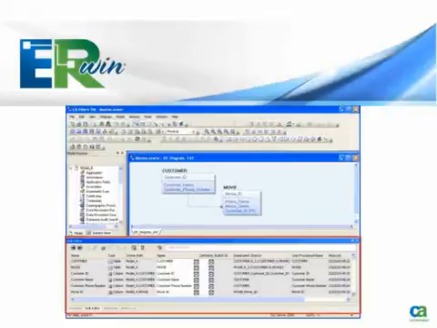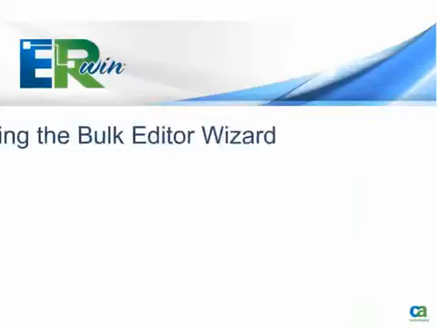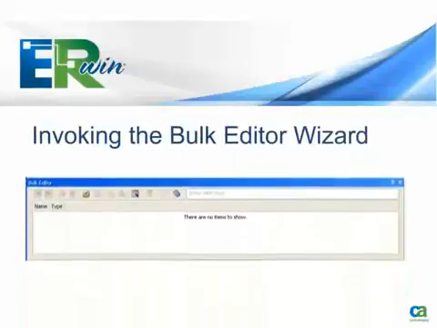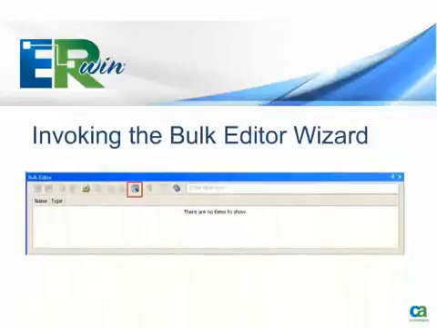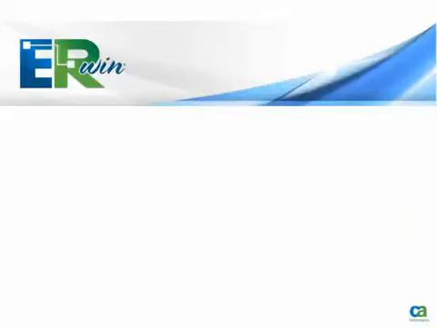The Bulk Editor includes the Bulk Editor Wizard that lets you change the object instances and properties that appear in the Bulk Editor. Since the Bulk Editor is empty when you first open ERwin, we'll cover the wizard first. Click the Bulk Editor Wizard button on the toolbar to open the wizard to define the objects and properties that you want to work with in the Bulk Editor.